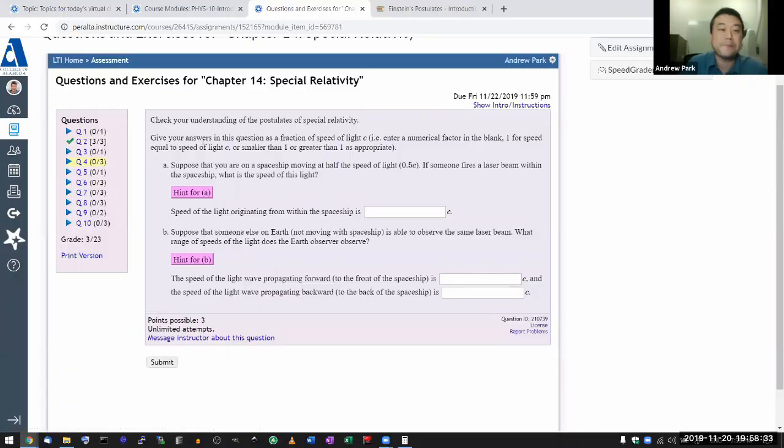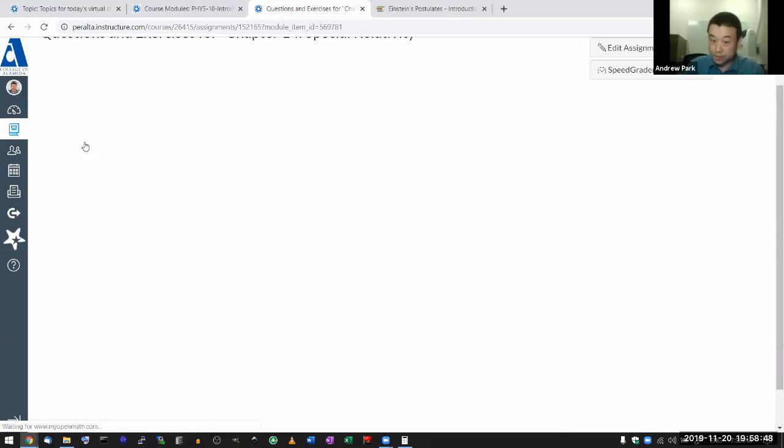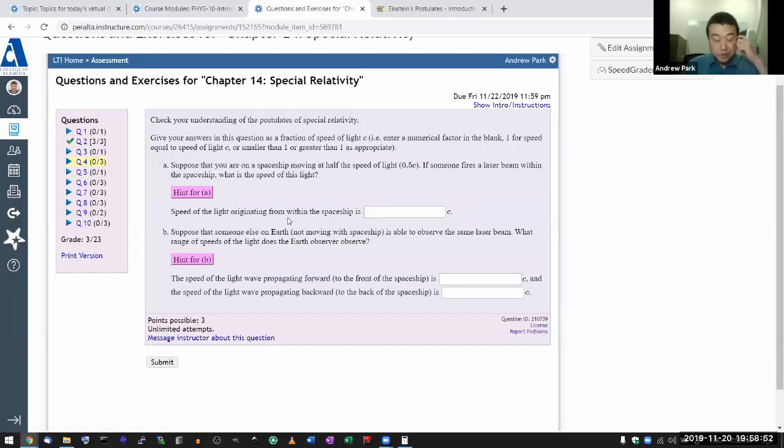Question 4. Okay. Check your understanding of the postulates of special relativity. Suppose you're on a spaceship moving at half the speed of light, and someone fires a laser beam within the spaceship at the speed of light. So this question is the light version of this. All right, within the spaceship, you would say, all right, the speed of light didn't change, so it's one speed of light. Got it?